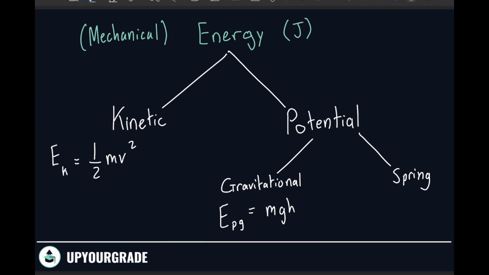And the other type of potential energy is spring potential energy. And I'll call this one EPS. And this equation actually looks pretty similar to the kinetic energy equation. And it's half kx squared. So the k here refers to the spring constant. And the spring constant is basically a measure of how stiff a spring is. So the stiffer a spring, the harder it'll be to compress or extend it. And the higher the spring constant, the more energy it takes to perform that motion. X is basically the displacement, or the distance by which the spring is either compressed or extended.